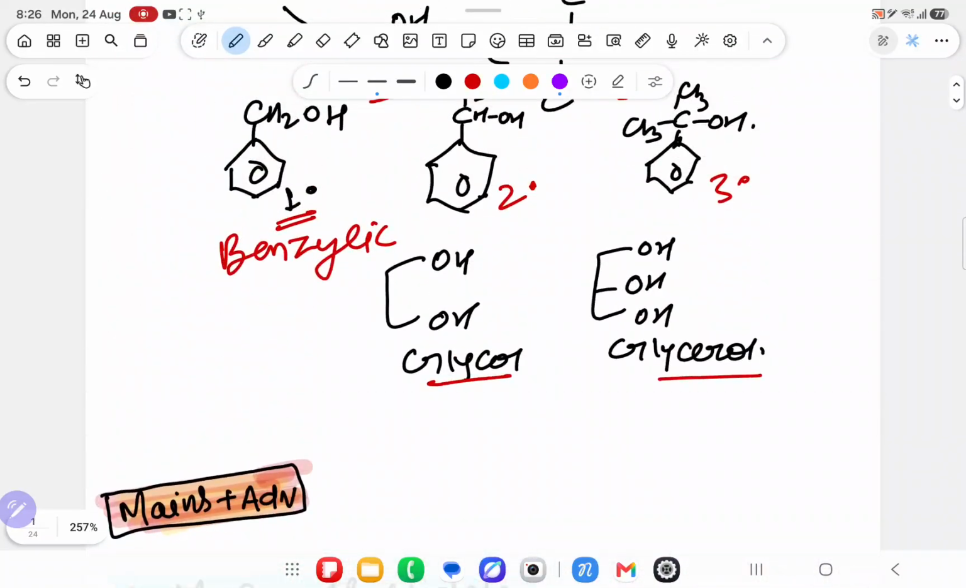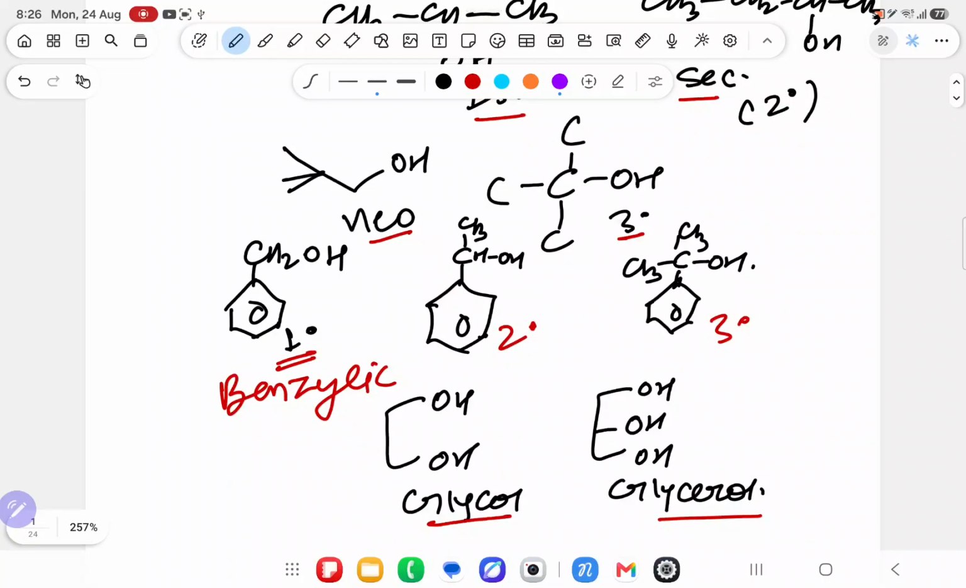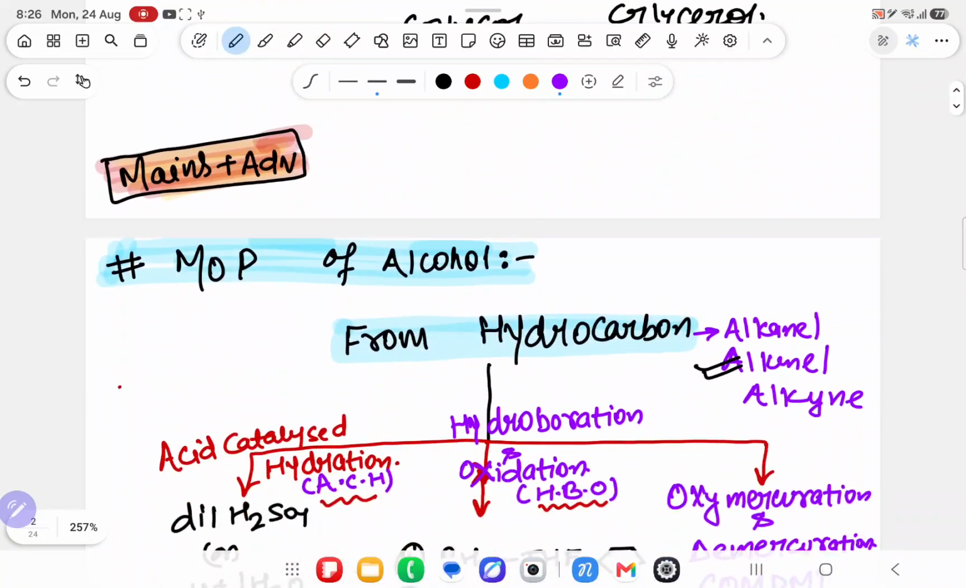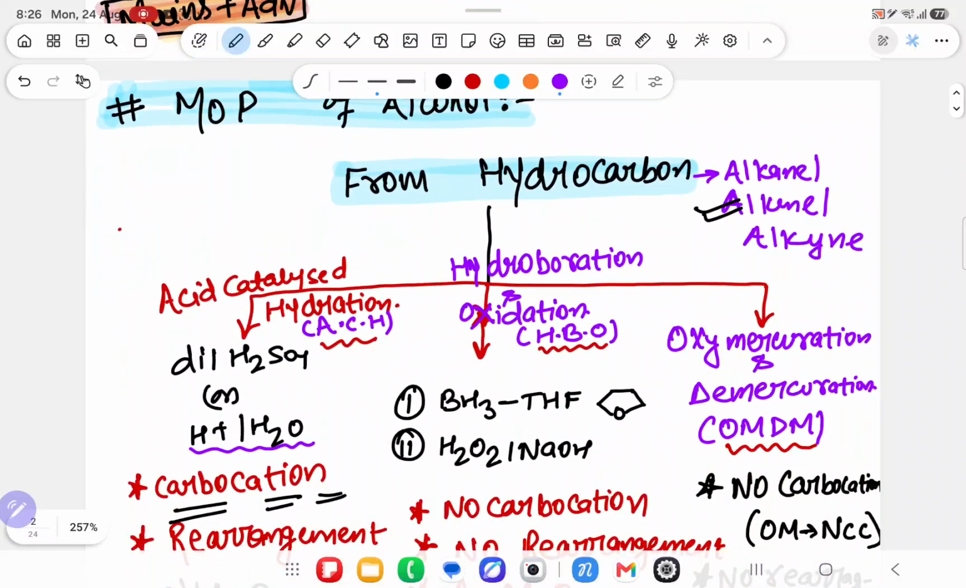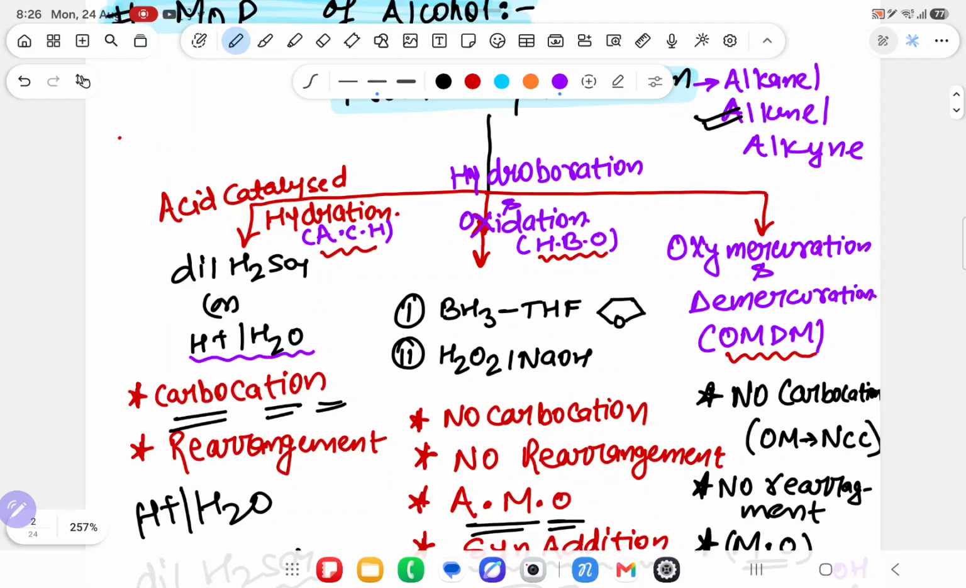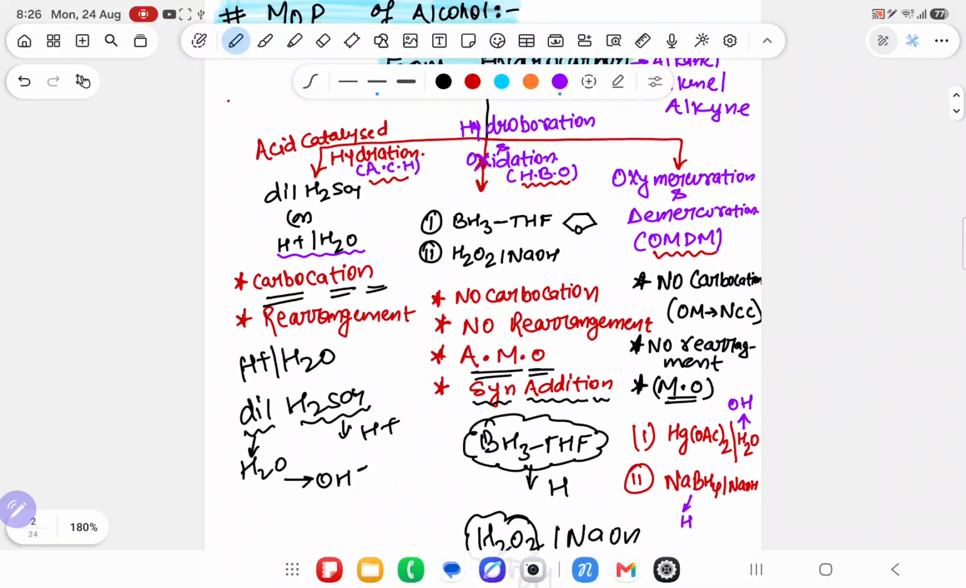First of all, I have dictated the basic part of alcohol. What is 1 degree, that I understood, sir. Now, method of preparation of alcohol from hydrocarbon. Hydrocarbon means hydrogen and carbon containing compounds: alkane, alkene, and alkyne. Three reagents we will use: acid catalyzed hydration, hydroboration oxidation, and oxymercuration demercuration. In acid catalyzed hydration, we use dilute H2SO4 or H plus, in which H2SO4 will give H and H2O will give OH. This you have to know.